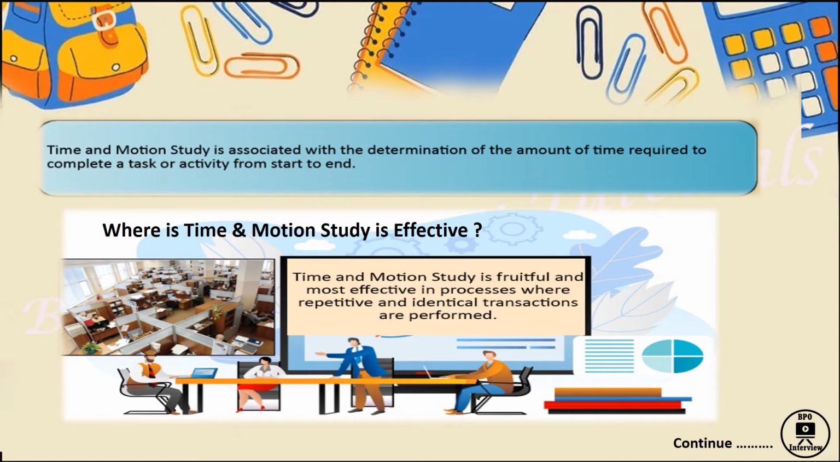Next, why time and motion analysis is very effective, and where it is effective. Time and motion analysis is associated with determining the amount of time required to complete a task or activity from start to end. As I told you already guys, the target is 80 but the associate is not meeting the target, which means there should be a certain set of time to be taken by the associate, but the associate is taking more time to complete the task. To understand that situation, we will use the time and motion analysis.